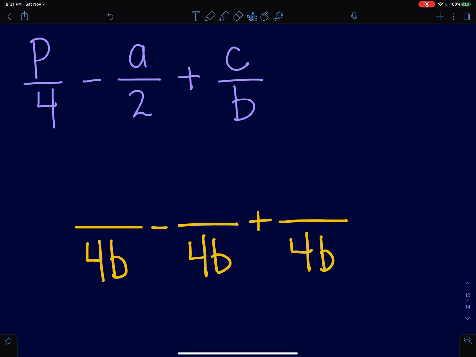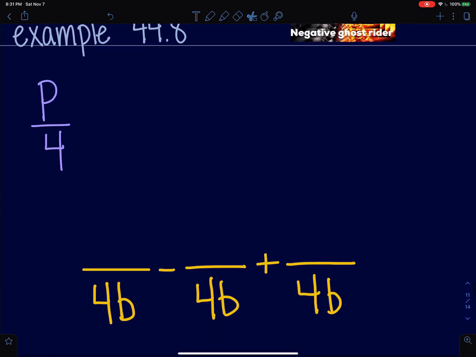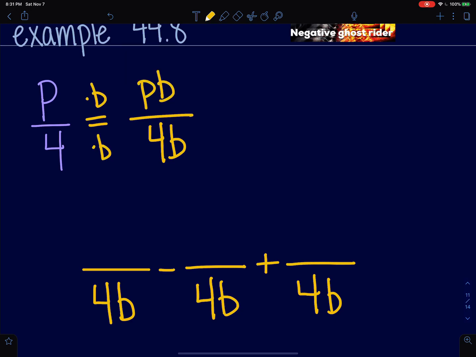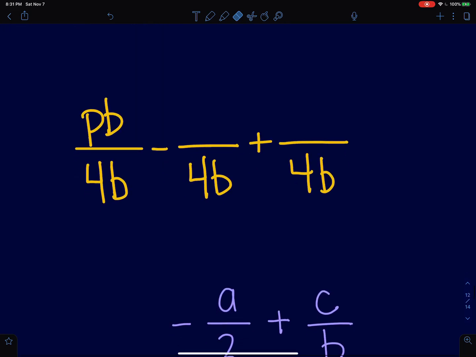All right, so let's get this out of the way. What do I need to do to make p over 4 be something over 4b? Obviously, I need to multiply by b. Let's multiply the top by b. It's going to be pb. All right, that is done. I dealt with that. Next fraction.